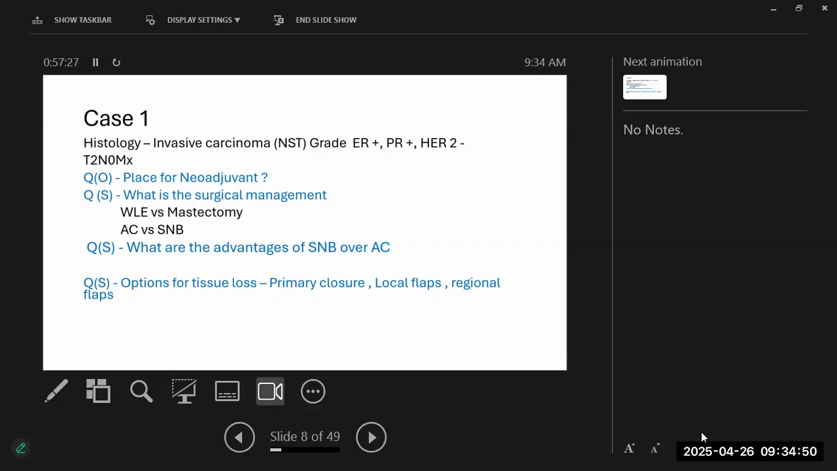So, in this case, what are the options for the tissue loss? If you're taking a large area of tissue with wide local excision, what are the options you have? So nowadays, the breast surgeons are provided a lot of options, right? So few things matter: size of the breast, the quality of the skin, and the size of the tumor, right? And the location of the tumor, right?